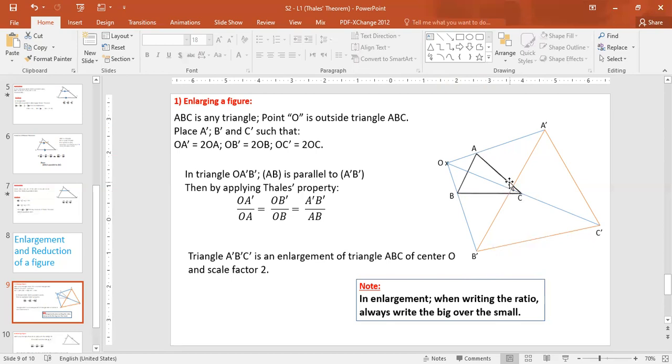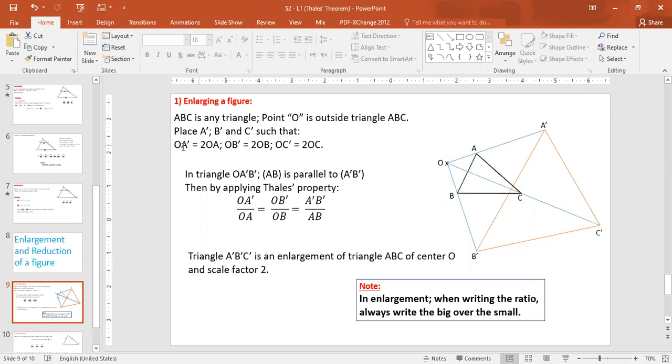Then I will get that triangle A prime B prime C prime is the enlargement of triangle ABC. Do you see how I enlarged each side? OA prime is the enlargement of OA 2 times. OB prime is the enlargement of OB 2 times. OC prime is the enlargement of OC 2 times. So here, the enlargement has a scale factor, which is 2.